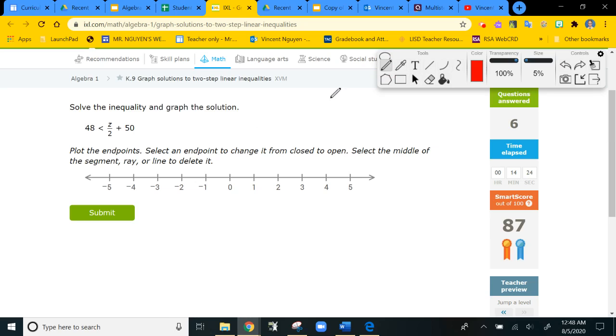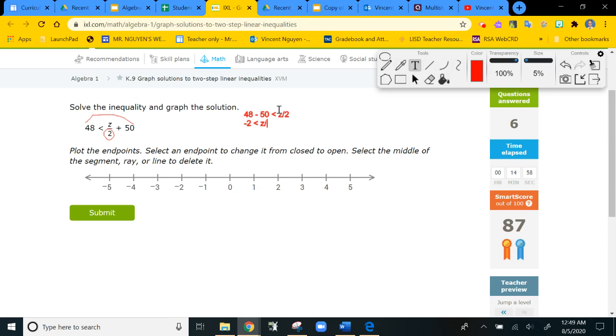All right, let's think two-step. What do we do first? We need to move the 50 first, and then multiply the 2, right? So subtract the 50 and then multiply by 2. So what do I end up with? 48 minus 50, because I'm subtracting, and that's going to be less than z divided by 2. And so what I end up with is negative 2, because 48 minus 50 is negative 2.